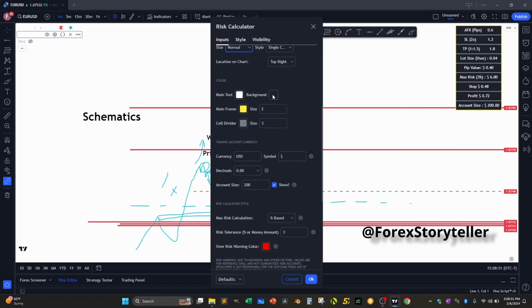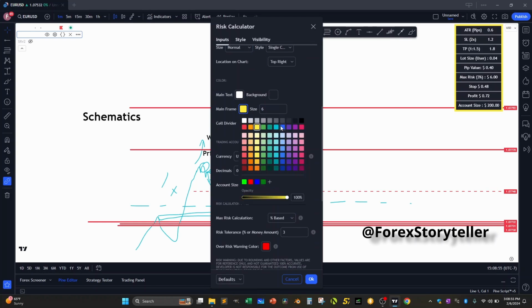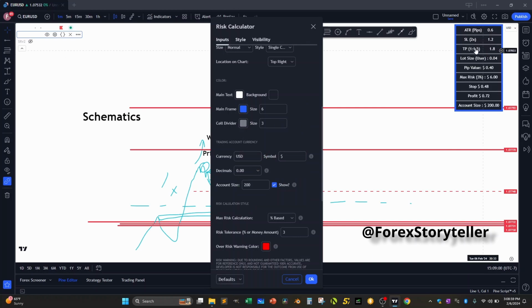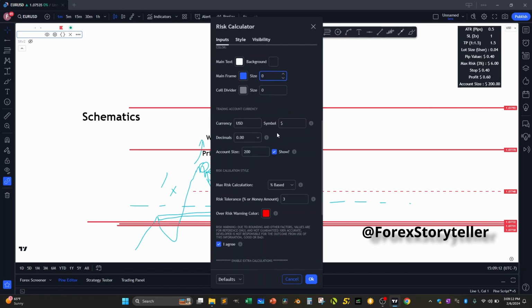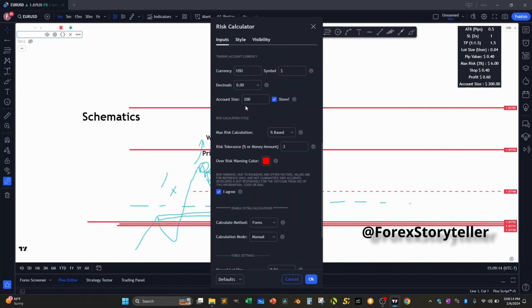Then you have your text and your background color. Mainframe, that's going to be the draw around border. And then I have divider lines, so if you want to see lines kind of like a spreadsheet, or you can just set those to 0 and they will disappear. Same with the border as well. If you just want a standard block with the information on it to keep it simple, you can customize the way it looks.